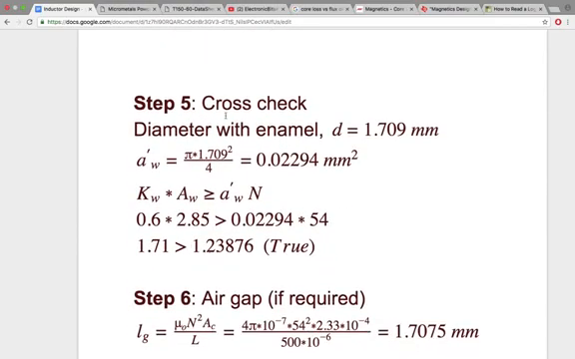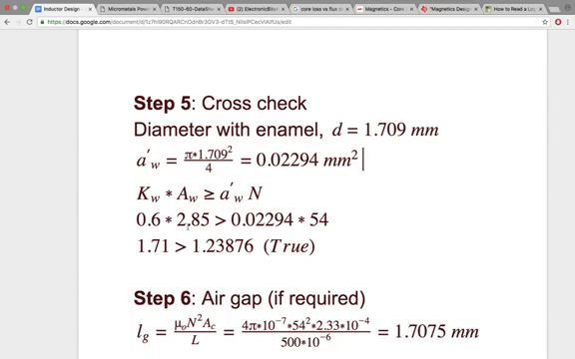But the cross-sectional area which you need to take care of in the window area check is with the enamel also, with the insulation also, because that will also be there. So you should take the diameter or the cross-sectional area with enamel. You find that area used for cross verifying. So 0.6 is like 60% of the window.